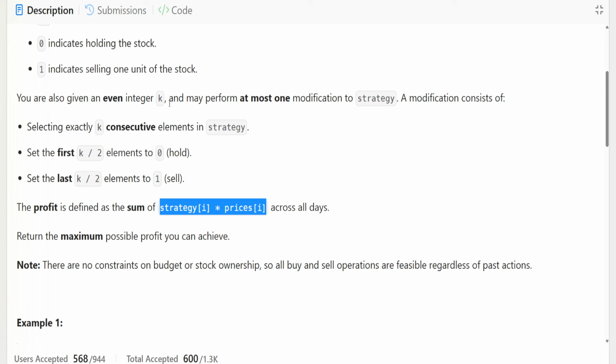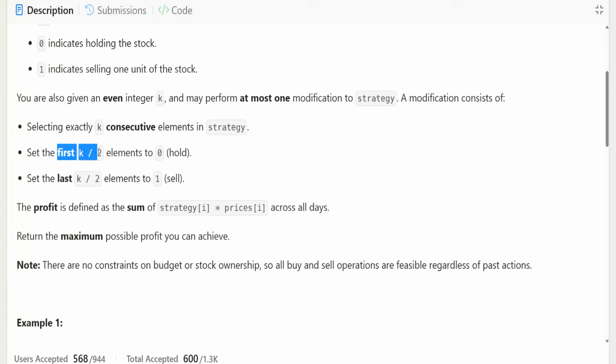So you are allowed to choose at most one contiguous subarray of length k. That is why k is given, and you have to find the consecutive elements, right? Because you are allowed to choose at most one contiguous subarray of length k, where k is an even number, right? K is even, and we have to replace that block with some specific pattern. What are the patterns?